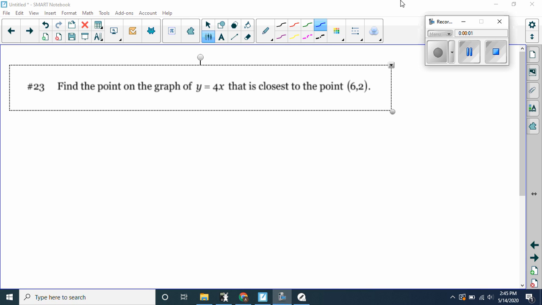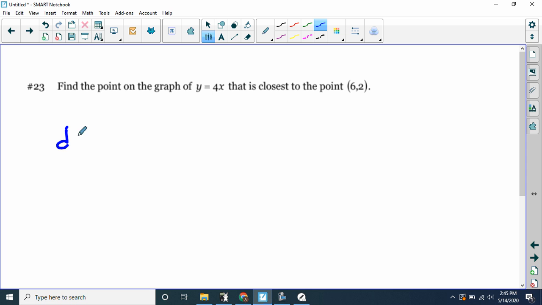Number 23 wants the point on the graph of y equals 4x that's closest to the point (6, 2). So what we're trying to do is find the minimum distance between this line and this point. So we're trying to minimize distance. So we need an equation for distance. So we're going to use the distance formula.